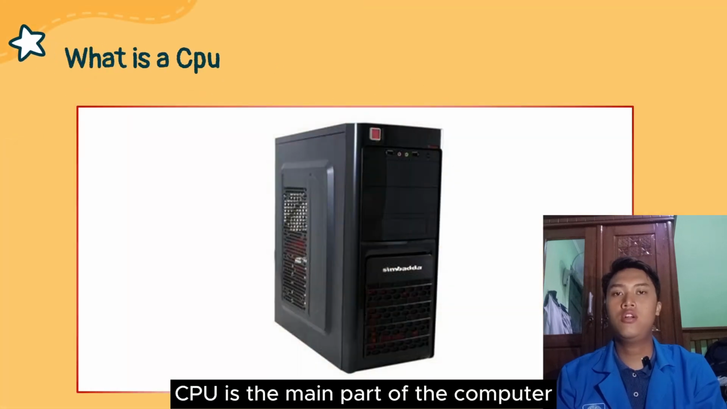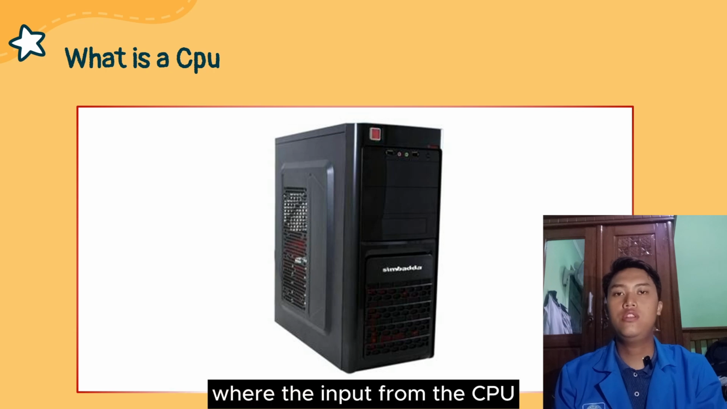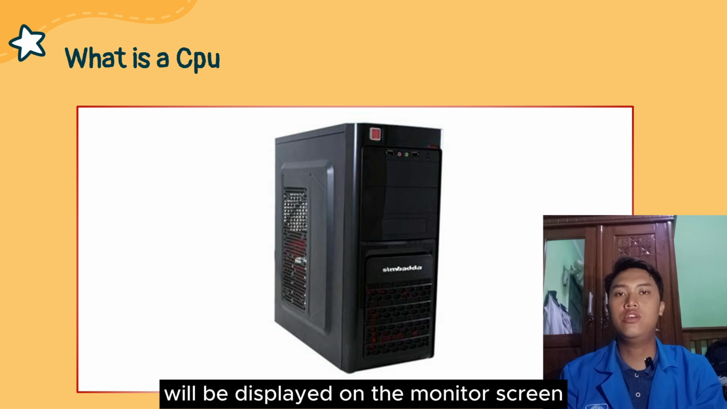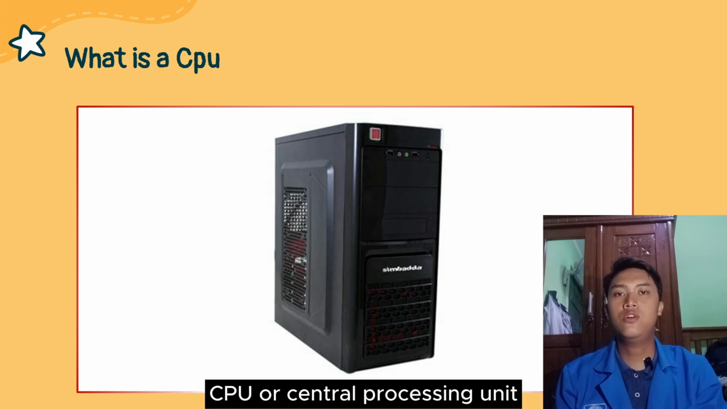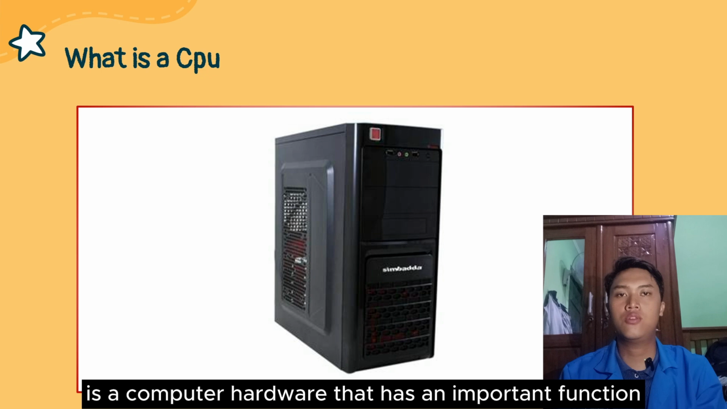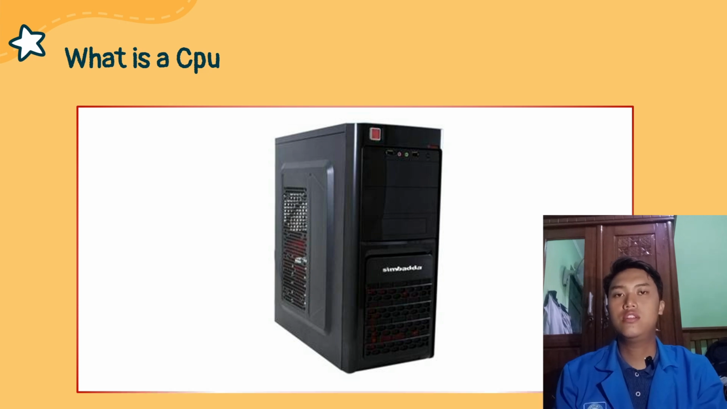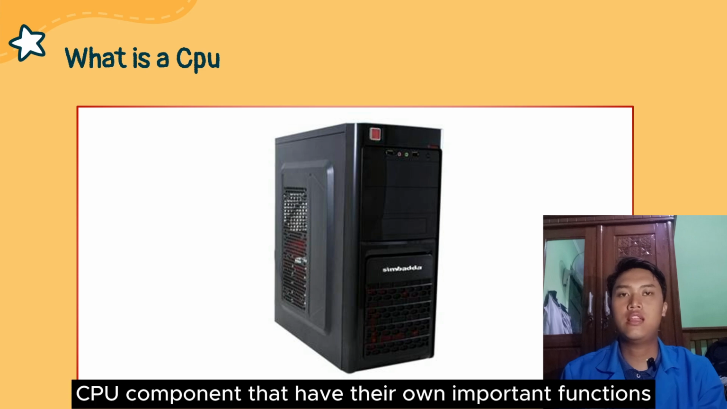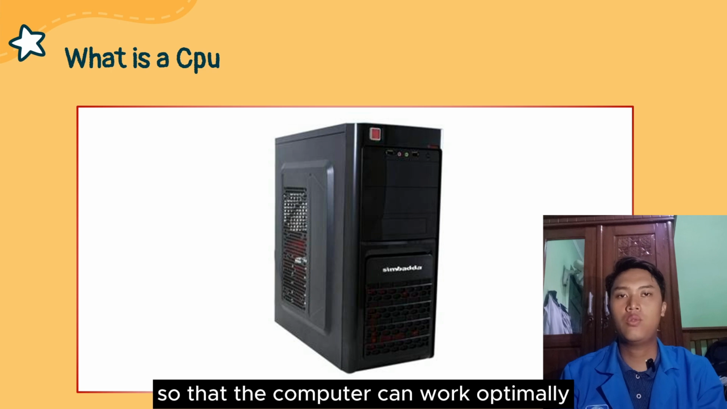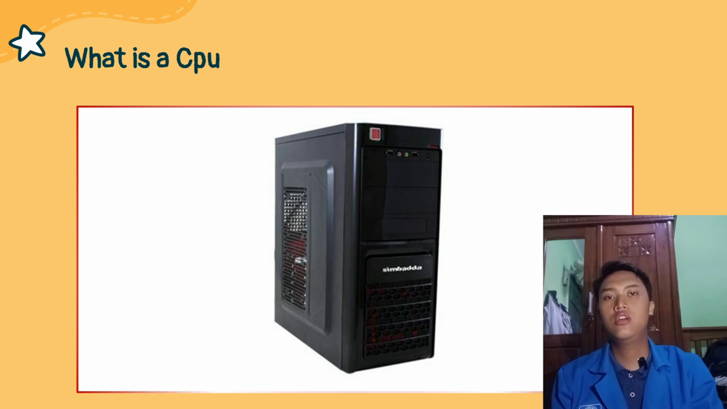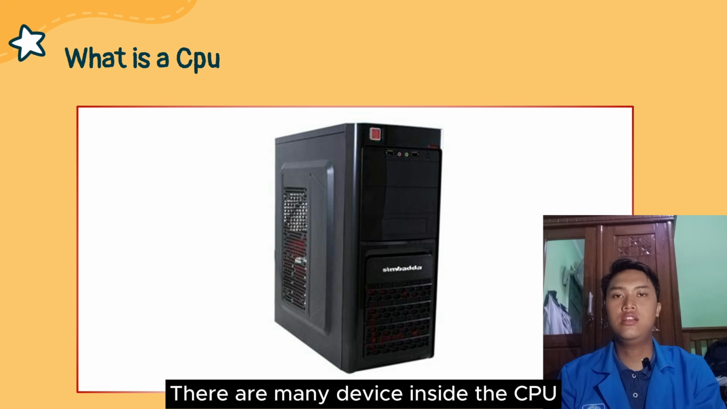CPU is the main part of the computer, where the input from the CPU will be displayed on the monitor screen. CPU, or Central Processing Unit, is a computer hardware that has an important function. Every computer certainly has a CPU to operate. There are several CPU components that have their own important functions so that the computer can work optimally. There are many devices inside the CPU.